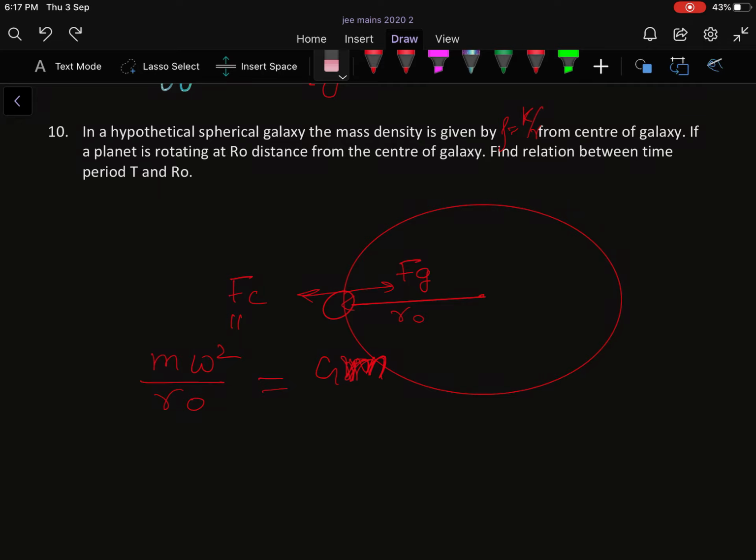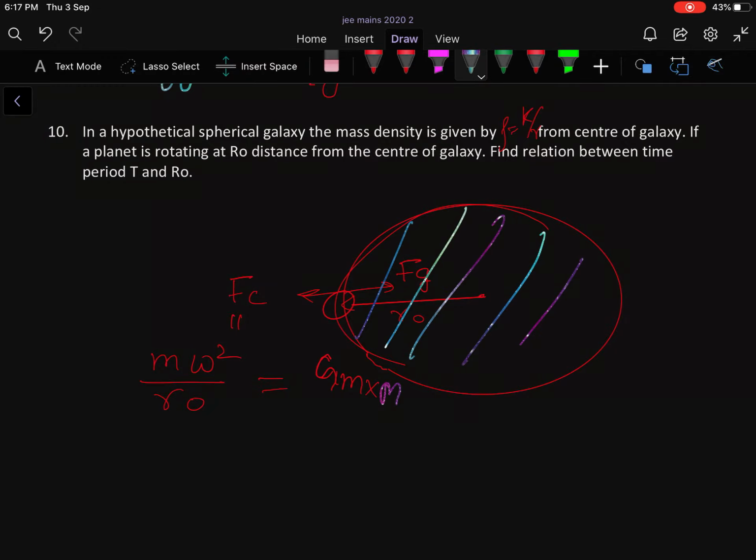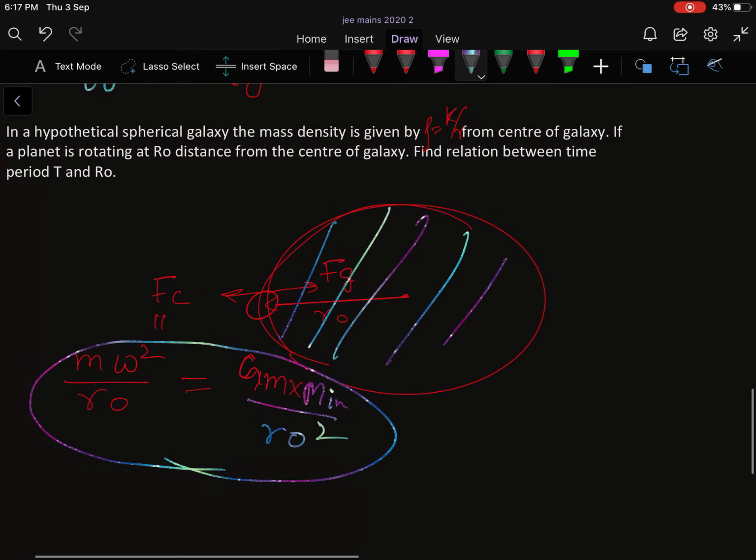So here it will be G, mass of the planet, into the internal mass of the galaxy, this mass, divided by r0 square. Correct? So you have to balance this equation.